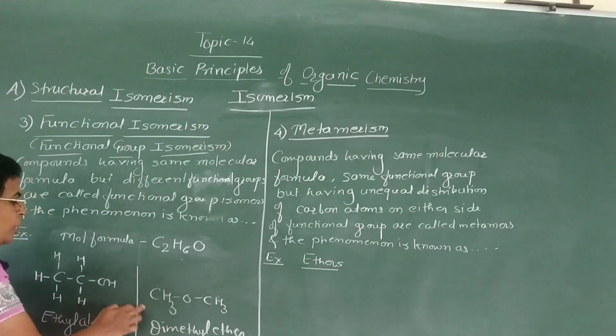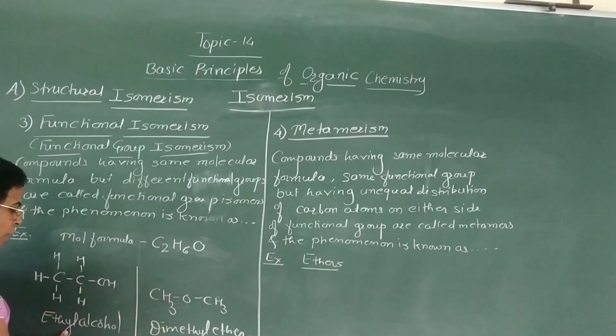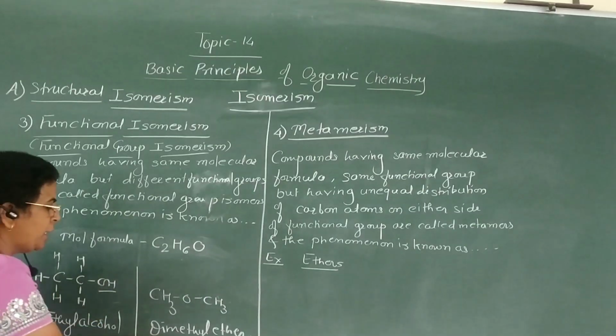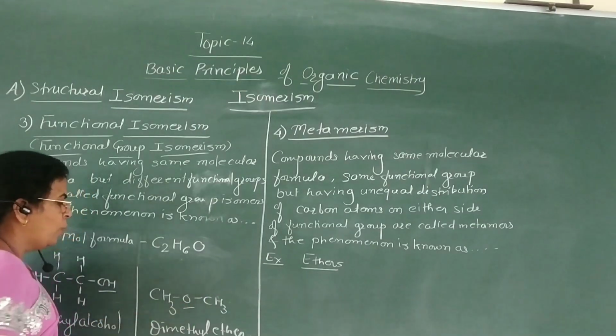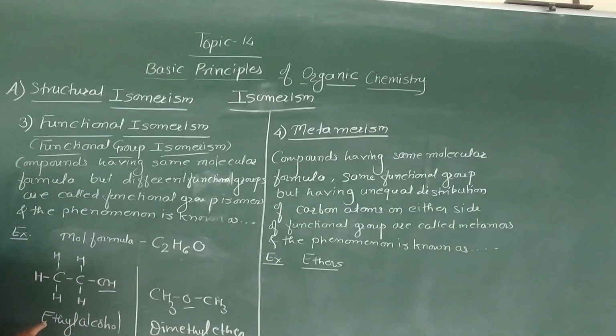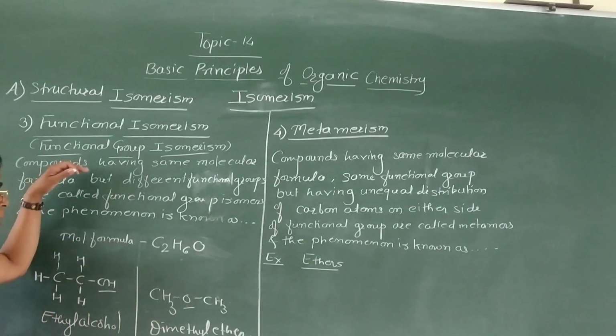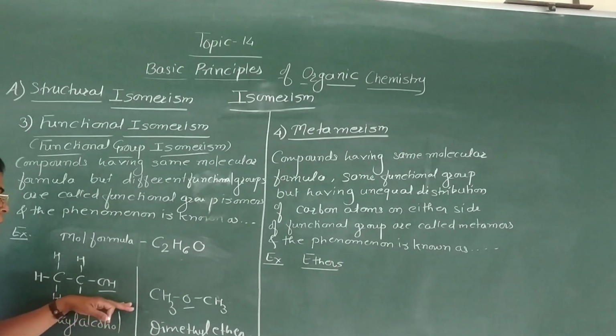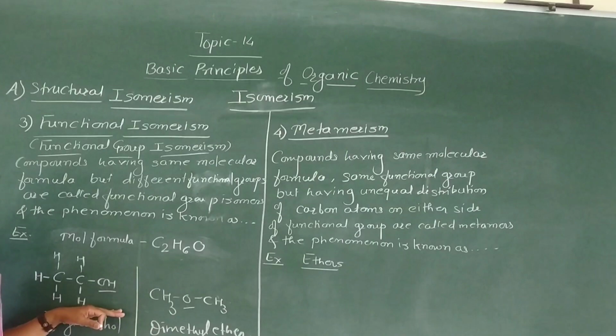These two compounds have the same molecular formula but their functional groups are different. In ethyl alcohol there is a hydroxy functional group. In dimethyl ether there is O, that is, an ether functional group. Therefore these two compounds are functional group isomers of each other. This is functional group isomerism, having the same molecular formula but different functional groups.